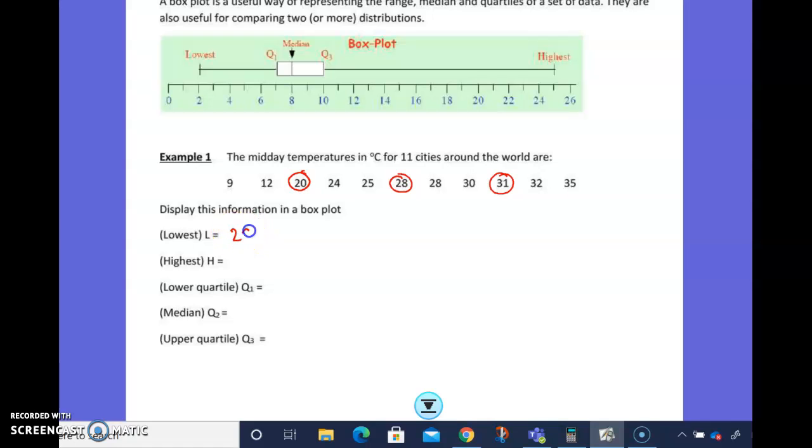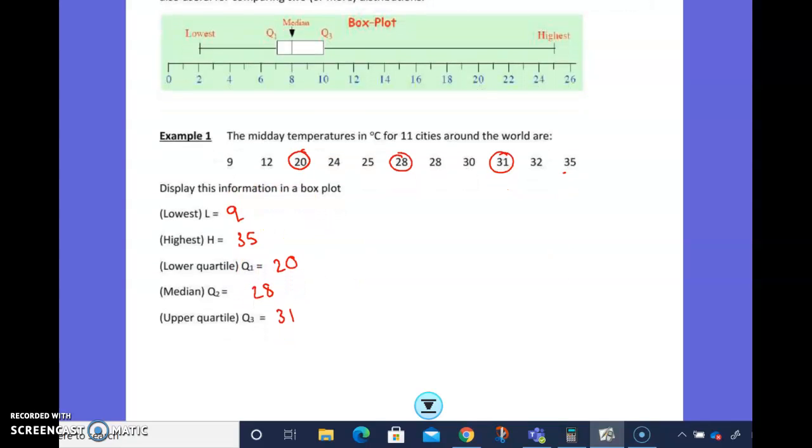So that's going to be 20. That's going to be 28. That's going to be 31. My lowest number is 9. My highest number is 35.